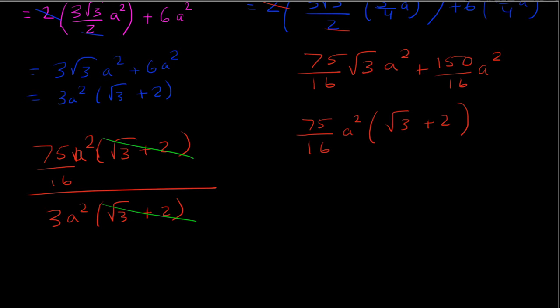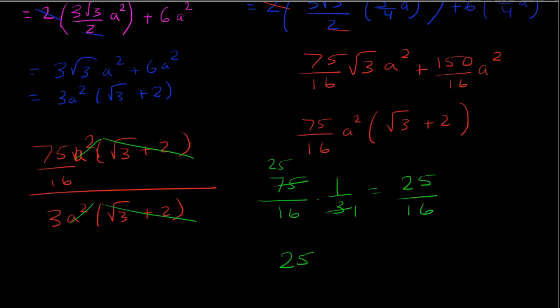Root 3 plus 2 is going to cancel. A squared is going to cancel. So I'm left with 75 over 16 divided by 3, which is the same thing as multiplying by 1/3. 75 is going to turn into 25, 3 is going to turn into 1, and the ratio is 25 over 16, which is, I believe, the same one as the volume.